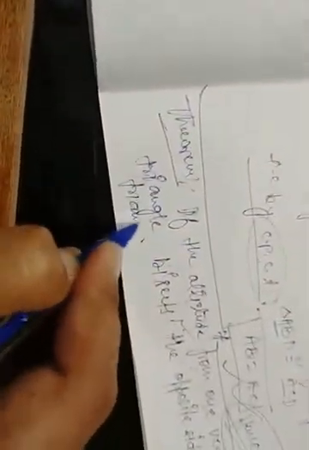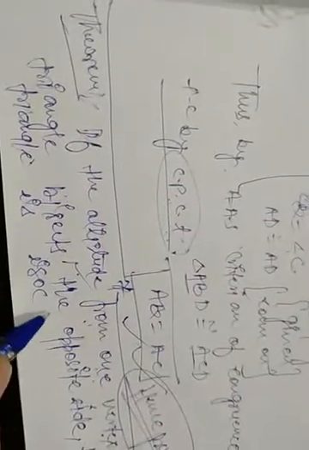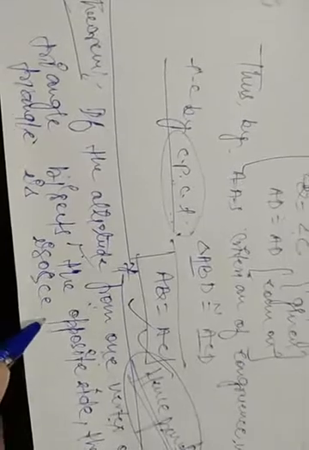Then the triangle is isosceles. Then the triangle is isosceles. Okay, let's prove that theorem on the next page.